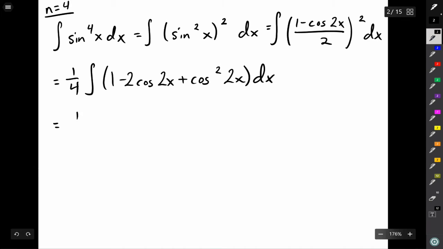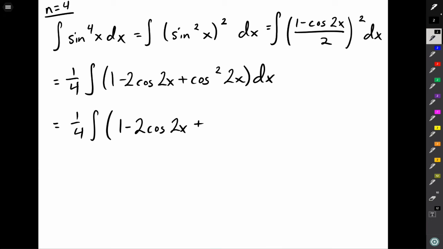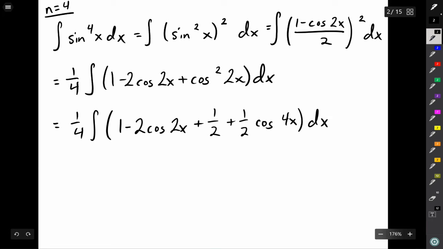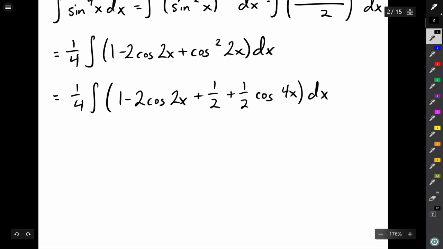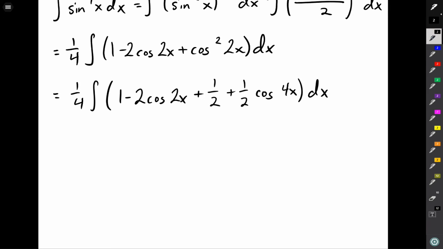So 1/4 times (1 minus 2 cosine 2x plus, here I'm going to pre-split this up as 1/2 plus 1/2 cosine 4x). Now, since there's a 2x in here, we're going to get a 4x out here. All right? Hopefully this makes sense. So now we just need to integrate these pieces.